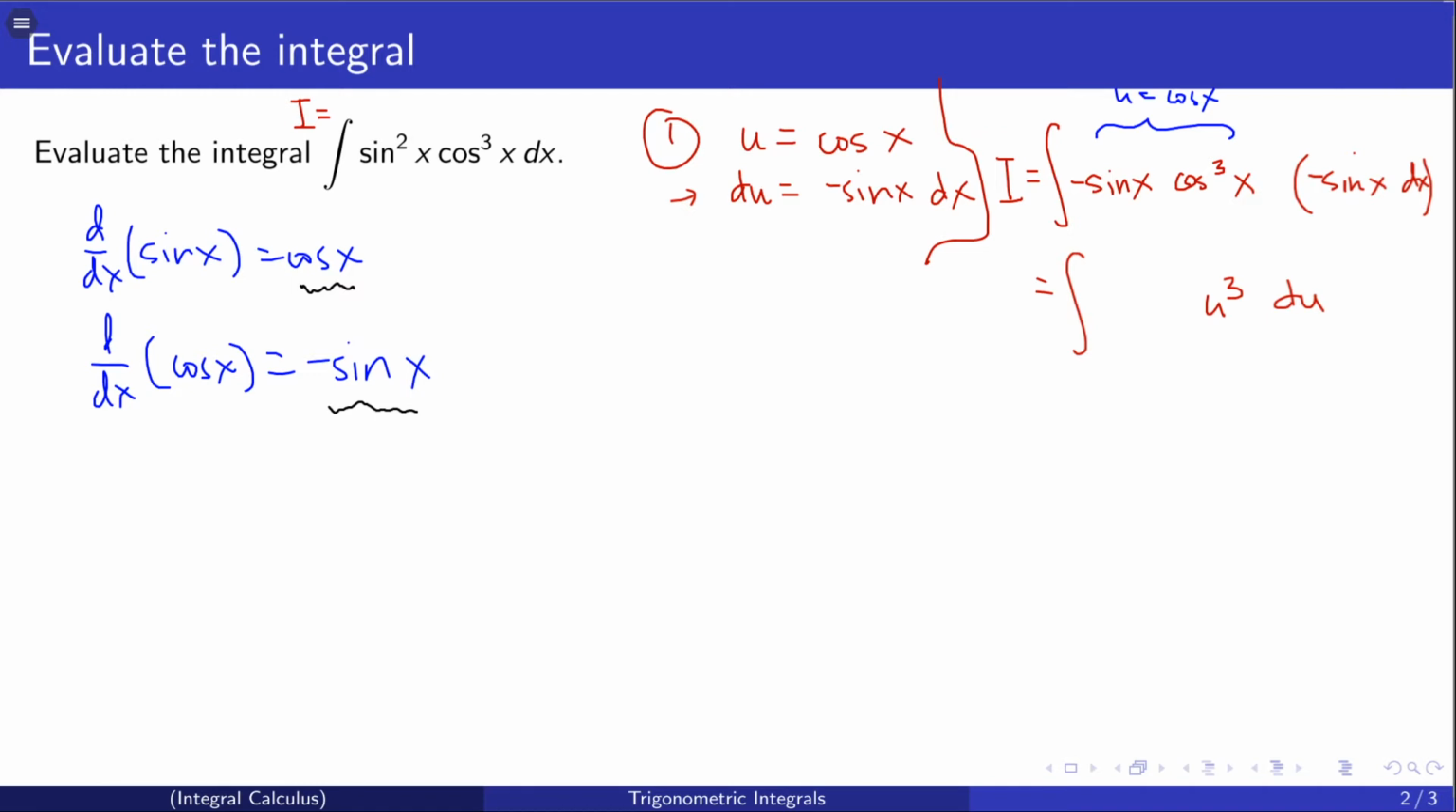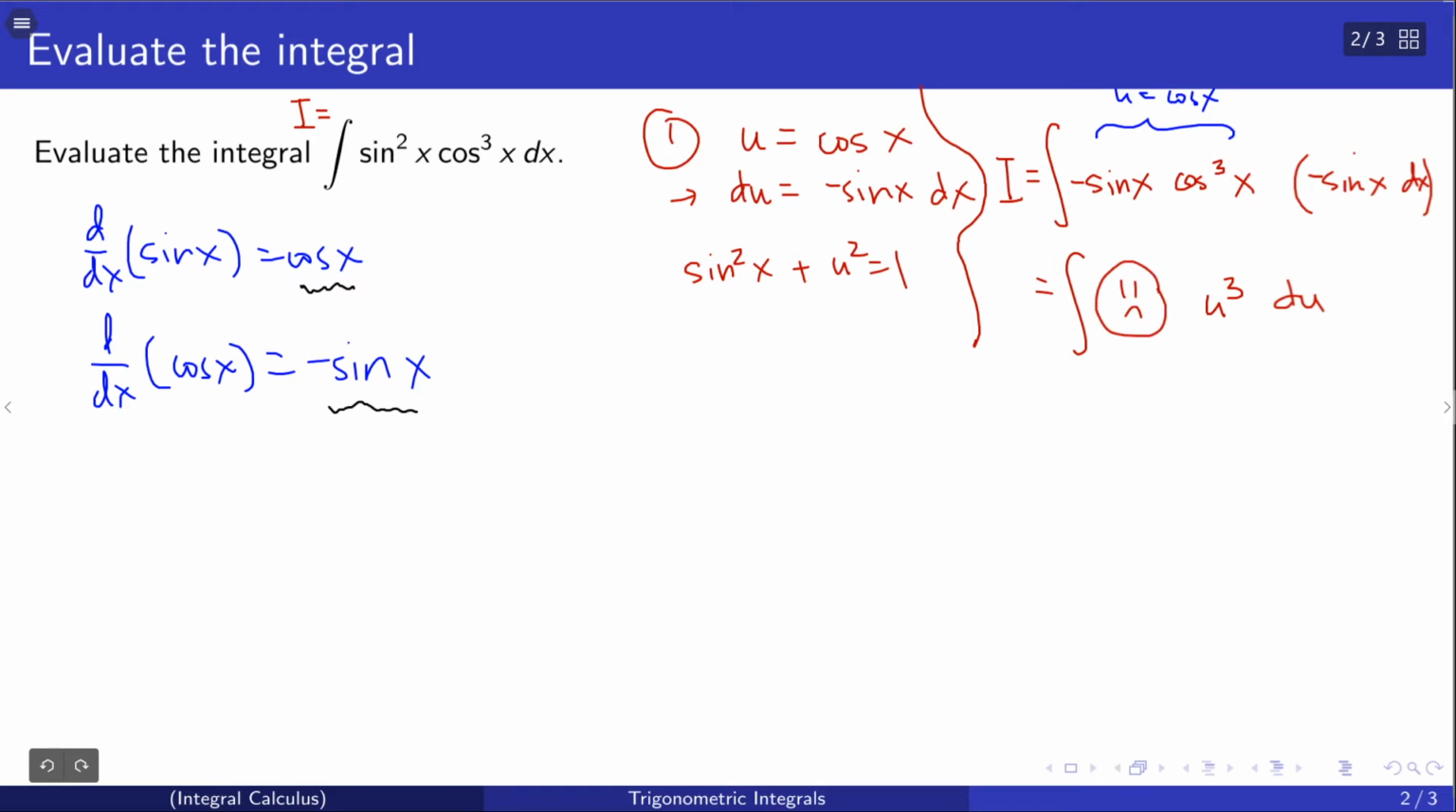But how about minus sine x? Well, you're not going to get something simple here, right? If u equals cosine x, then for sine x you can use the identity sine squared x plus, in this case, u squared is equal to 1. Right? And solve this for sine x. And you get an expression involving u. So that's not really a nice way of doing it.